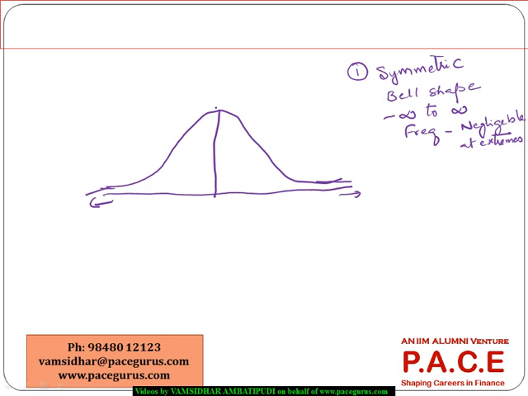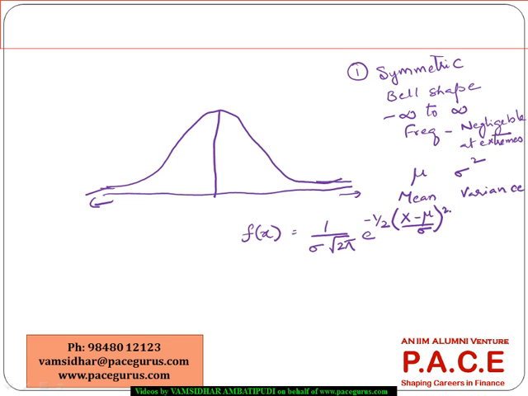And the equation that goes into this particular shape is defined by two parameters, mu and sigma squared, where mu is nothing but the mean and sigma squared is nothing but the variance. If I have these two things, the graph is very much generated, because the probability density function for this comes out as 1 by sigma root 2 pi, e power minus half, x minus mu by sigma, whole square.